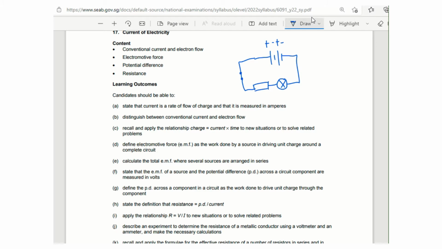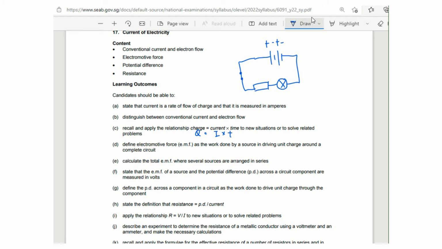In part C, you're asked to recall and apply the relationship: charge, which is Q, is equal to current, which is I, times time. This is a formula that you need to know, and then you need to solve questions using this formula.